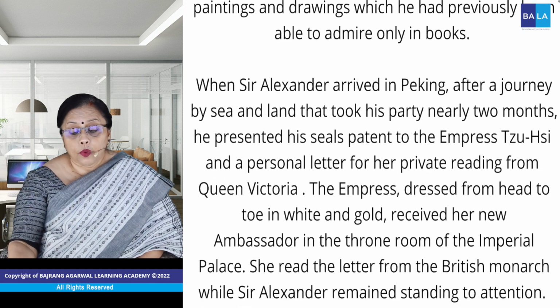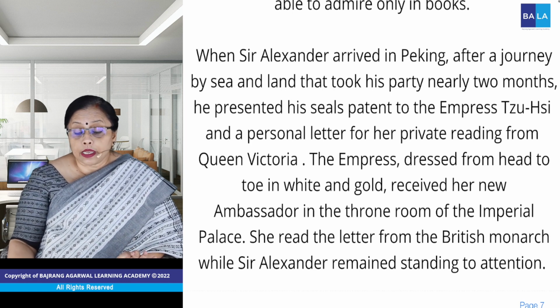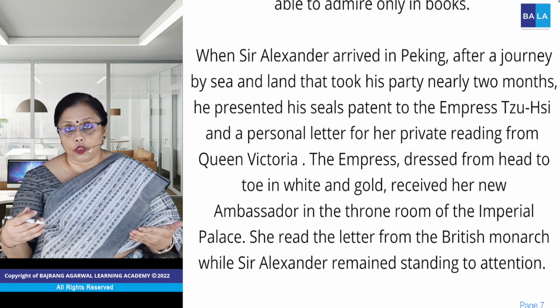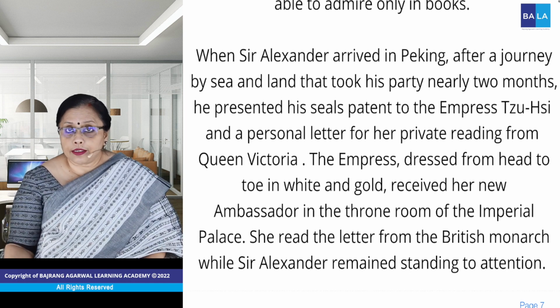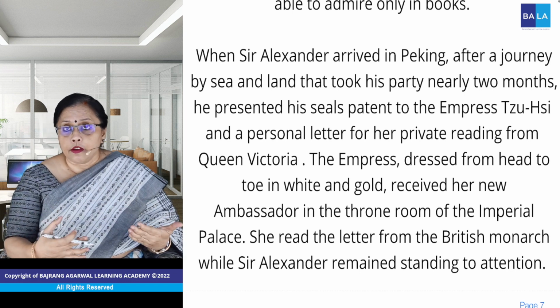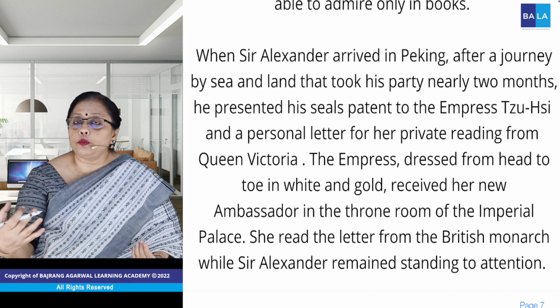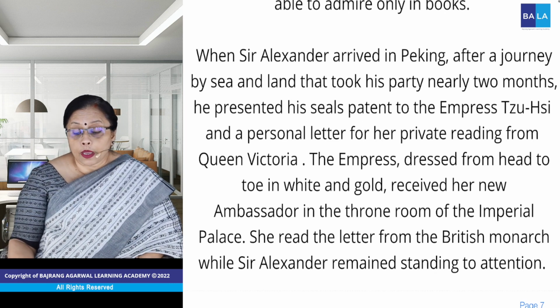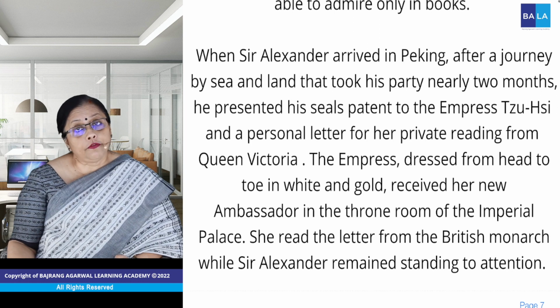Once Alexander arrived in Peking after a journey by sea and land that took his party nearly 2 months, he presented his seals and patents. When you go to the Queen, you have to give your credentials. Your credentials come from this country, and the country gives you those credentials to be presented to Emperor Zusi, and a personal letter which the Empress will read privately from Queen Victoria.